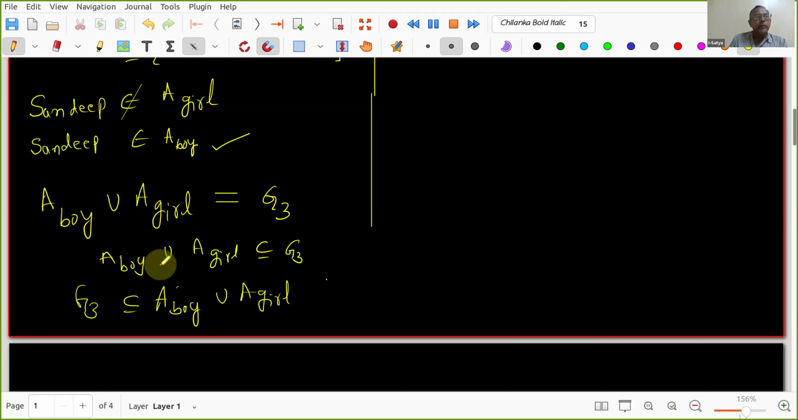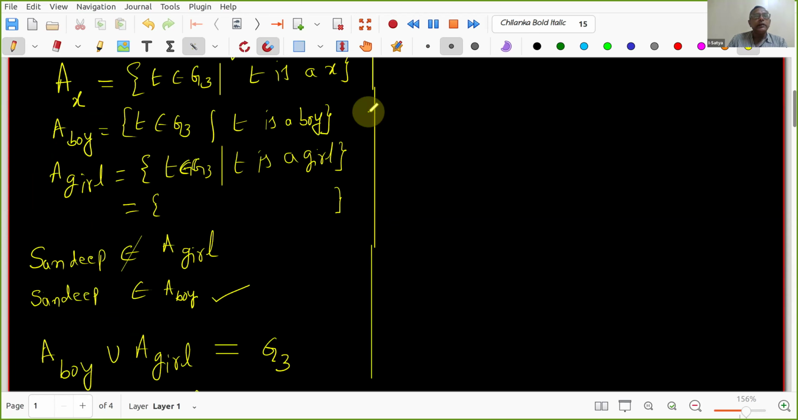Okay, x belongs to A_boy union A_girl. That means x belongs to A_boy or x belongs to A_girl. If x is in A_boy, that means it is in the set of boys in G3, which is a subset of G3. By definition, A_boy and A_girl are subsets of G3, right? Because they are taking elements from G3. So you have to think like that. Okay, good, nice. What is the intersection, Sandeep?